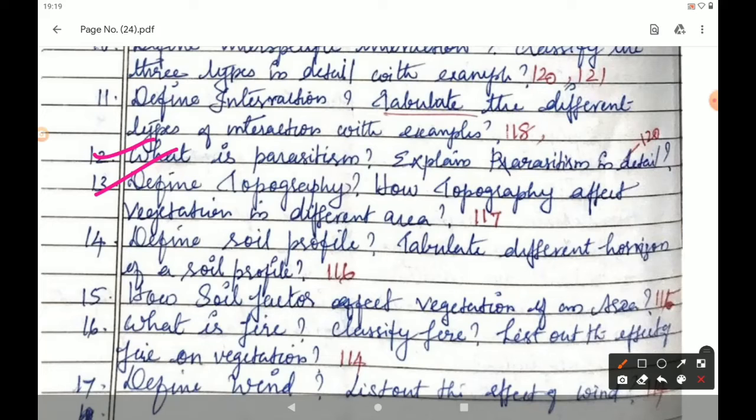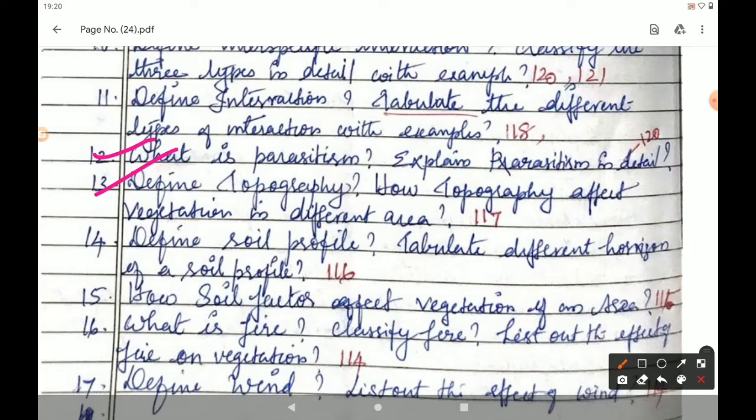It includes interaction of solar radiation, temperature, humidity. It is given in the fourth line. Interaction of solar radiation, temperature, humidity, rainfall, latitude and altitude. All these come under topographic factors. And important topographic factors that affect vegetation in a region are latitude and altitude. Below that paragraph it is given, latitude and altitude.